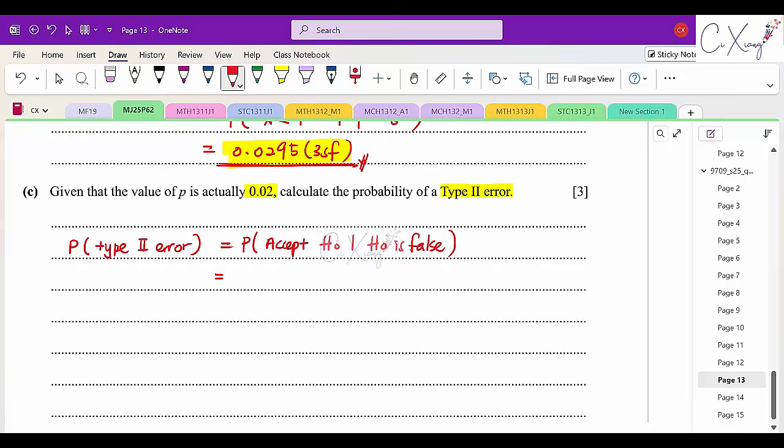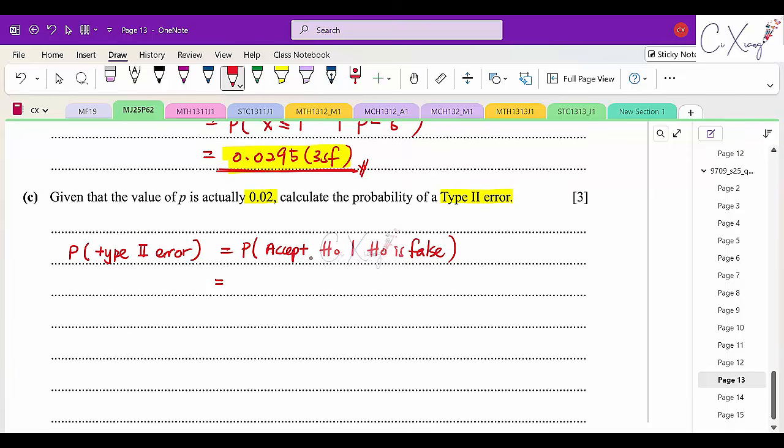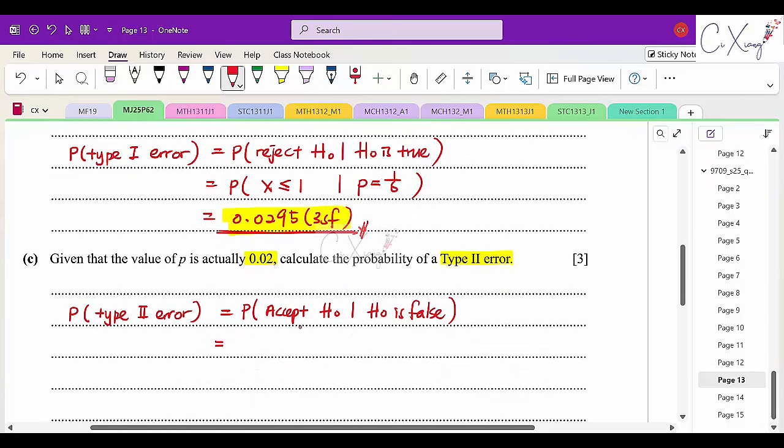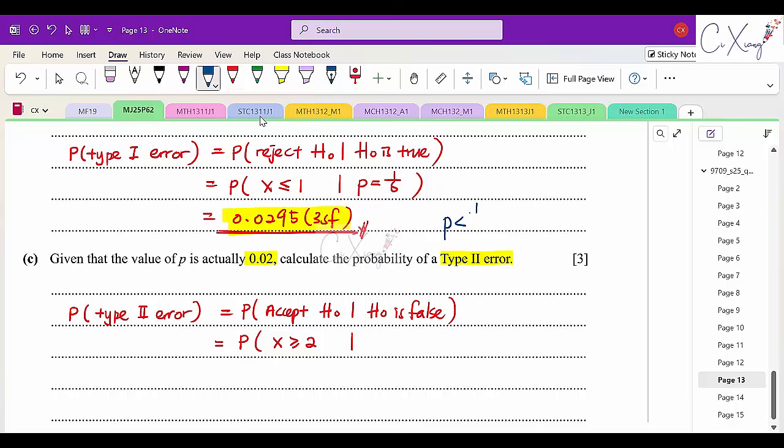Where is my acceptance region? Accept null hypothesis means that I have to put in the acceptance region. Just now I know that my rejection region is x smaller equals to 1. Therefore, the acceptance region will be x greater than 1, or x greater equals to 2, because 0 and 1 belong to the rejection region, so starting from 2, 3, 4, 5, 6 onwards, it will be the acceptance region. When they say the null hypothesis is false, that means you cannot use p equals 1 over 6 anymore. You have to use p smaller than 1 over 6.